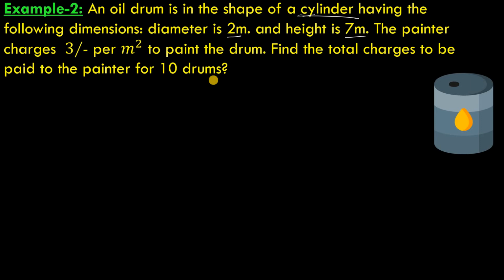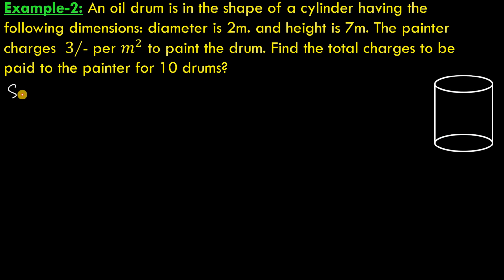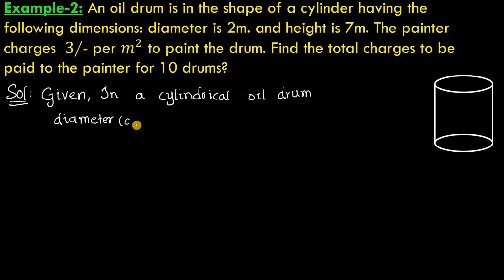To find out charges for 10 drums, first we need to calculate for 1 drum. Our drum is in the shape of a cylinder. We'll write the given part: given, in a cylindrical oil drum, diameter D equals 2 meters and height H equals 7 meters.